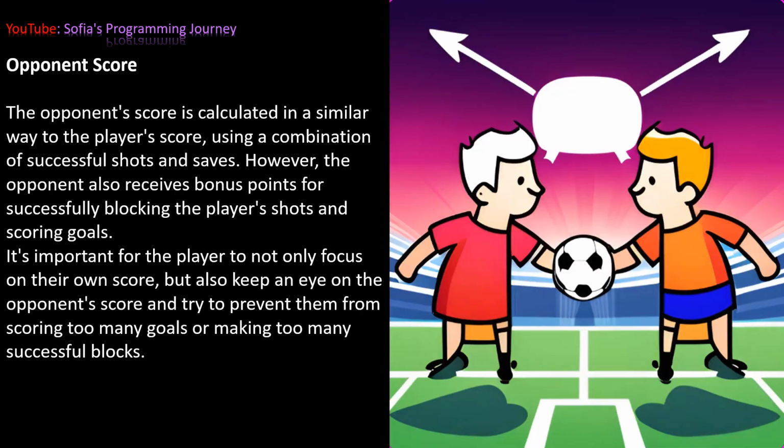The opponent's score is calculated in a similar way to the player's score, using a combination of successful shots and saves. However, the opponent also receives bonus points for successfully blocking the player's shots and scoring goals. It's important for the player to not only focus on their own score, but also keep an eye on the opponent's score and try to prevent them from scoring too many goals or making too many successful blocks.